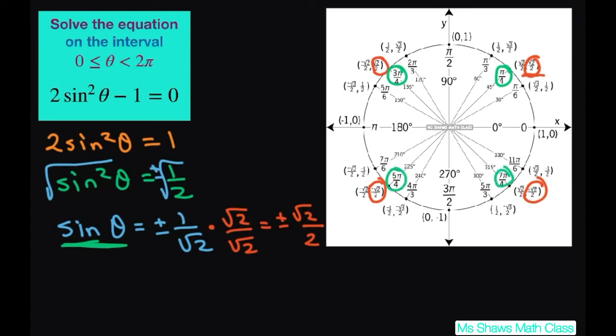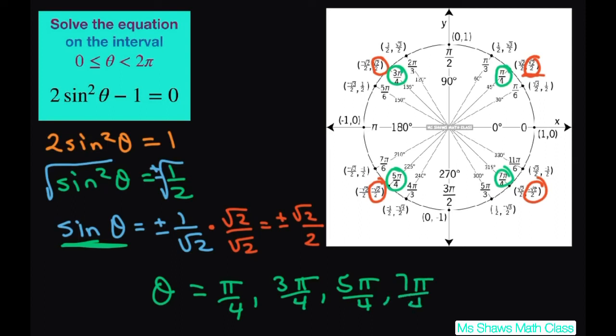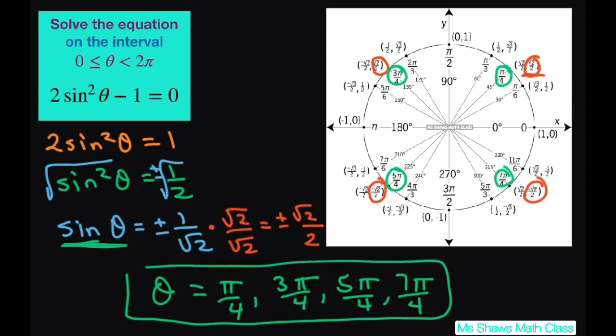All right, so that means my angle equals pi divided by 4, 3 pi divided by 4, 5 pi divided by 4, or 7 pi divided by 4. All these angles will satisfy this equation.